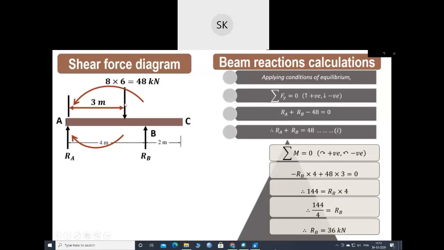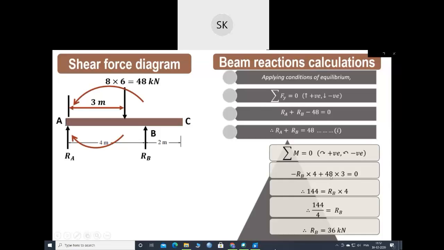Now this 48 kilonewton point load will produce a clockwise moment about A, as indicated by this arrow. So 48 and the perpendicular distance is 3 meter from the point of application of the load up to A. So 48 into 3, and it is clockwise, hence positive. RA will not produce any moment because it is already passing through point A and has no perpendicular distance. So 48 into 3 is a positive moment, and RB into 4 is a negative moment. Anti-clockwise moments are negative and clockwise moments are positive.